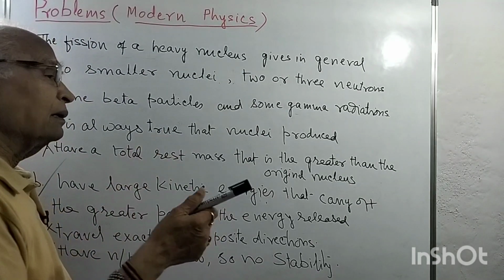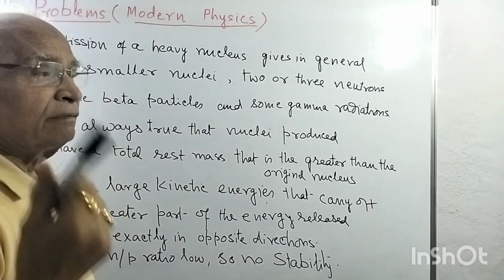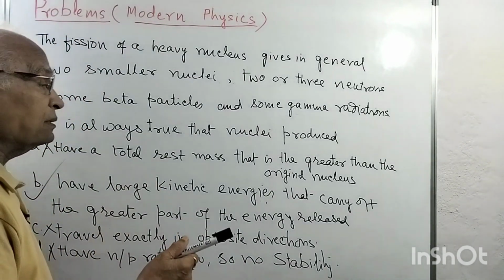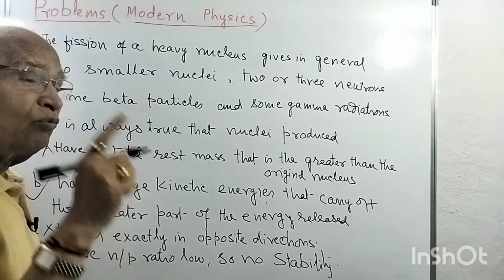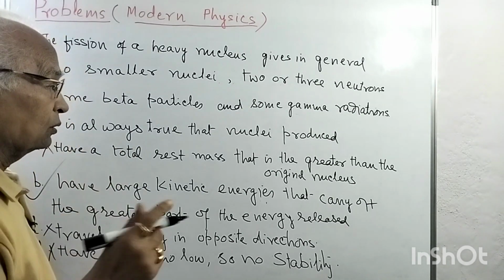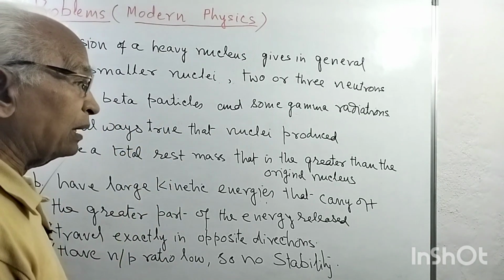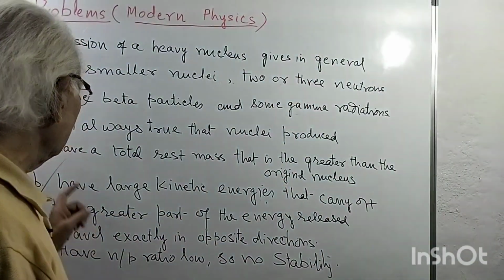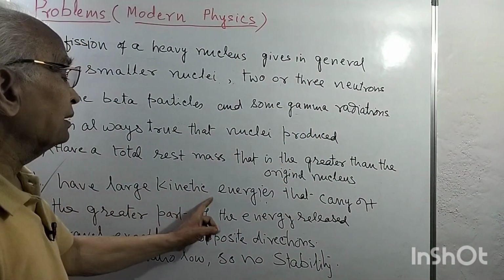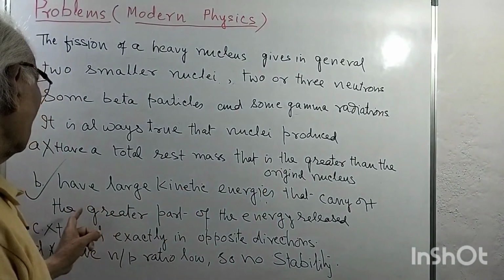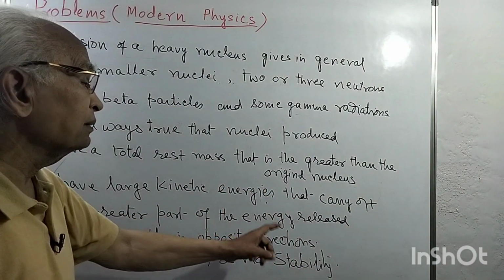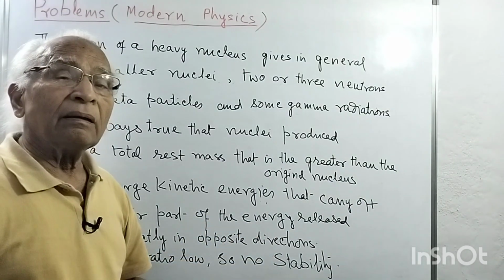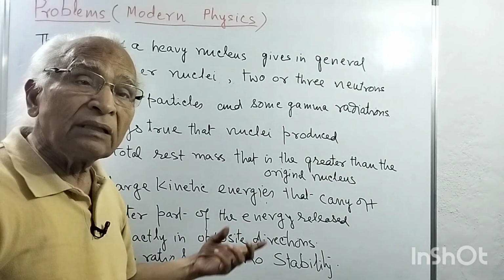But the large energy, around 190 to 195 MeV, is associated with the two fission fragments in one uranium fission. Whatever two medium-weight fission fragments are produced, they move with a huge kinetic energy. So they have large kinetic energies that carry off the greater part of the energy released. Yes, both fission fragments carry the larger share of the energy released in the fission.